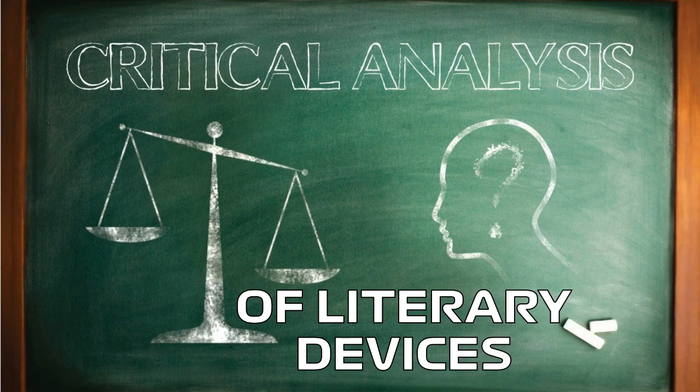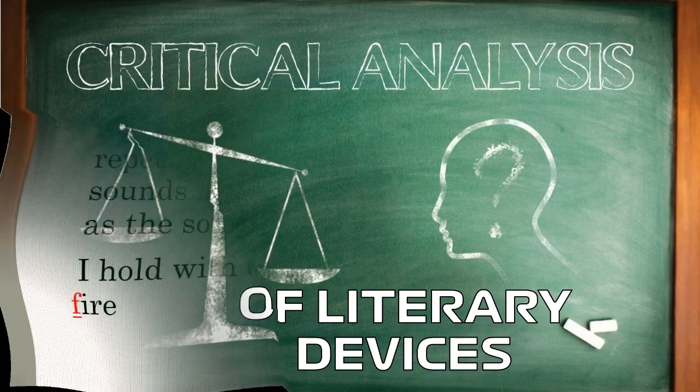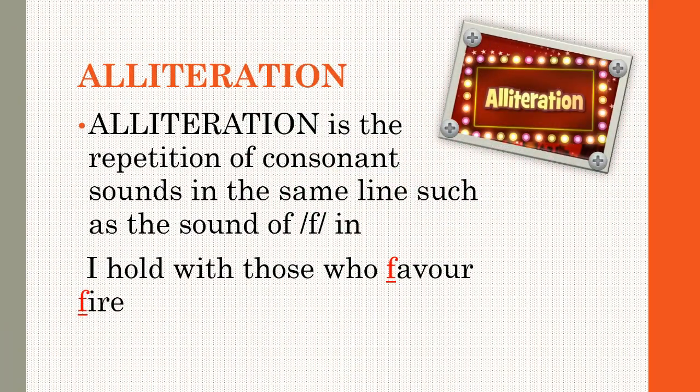Now, let's take the first literary device, that is alliteration. Alliteration is the repetition of the consonant sound in the same line. Now, in our poem, Fire and Ice, in the line "I hold with those who favor fire," there is a repetition of the F sound in "favor" and "fire."